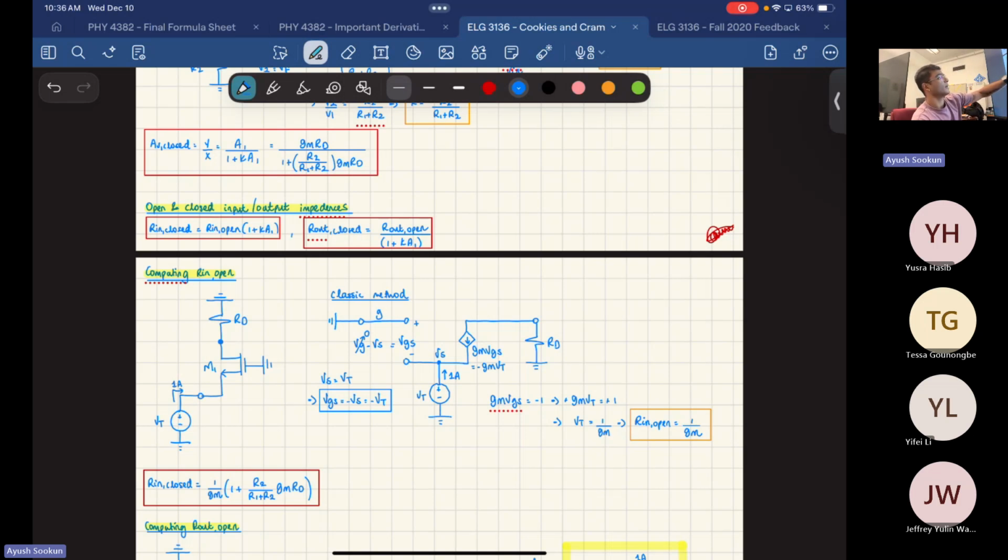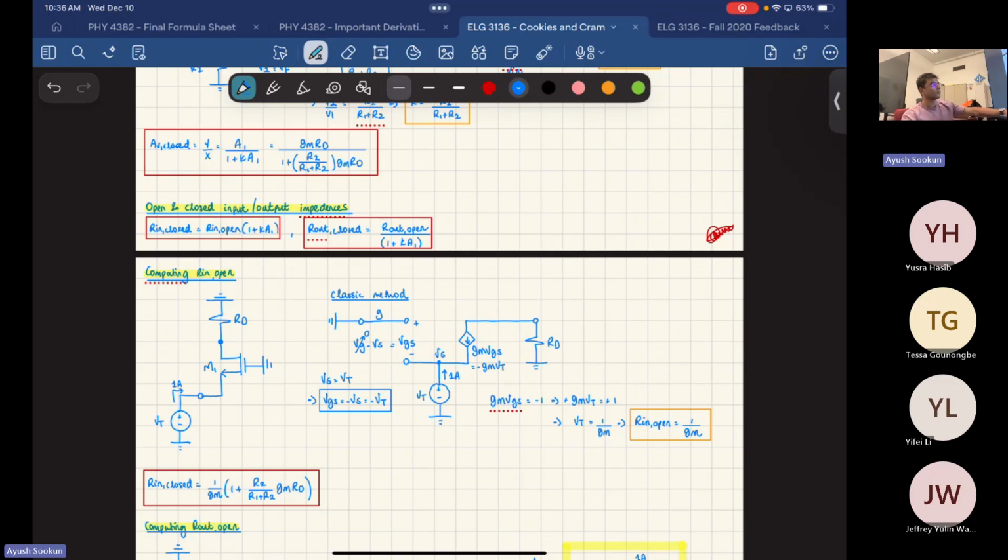G is connected to ground. S is connected to your input, and then you just need to find VT. And when you find VT, that's your R in open. Again, you have the input voltage, Thevenin here, 1 input current, 1 ampere current. You find your R input open, and that's your R input open right there.